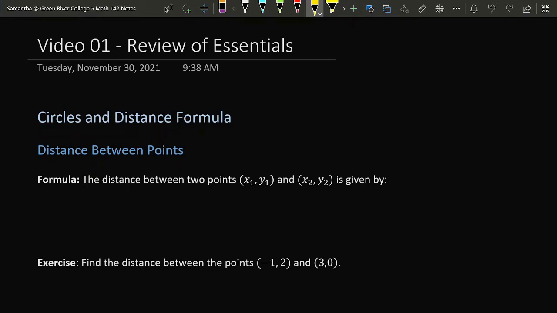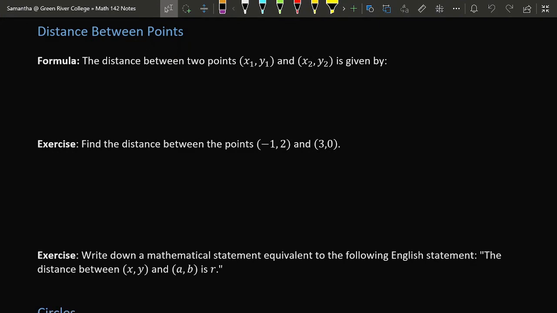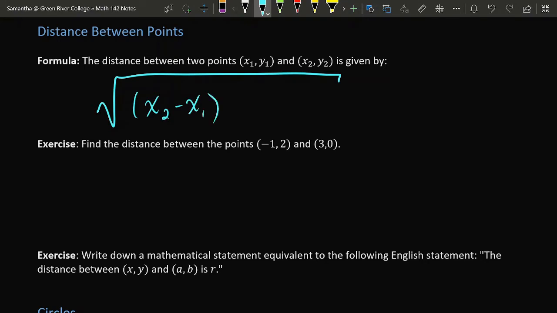So in algebra, we learned a formula for the distance between 2 points, one of which was called x1 and y1, another which was called x2 and y2. If you wanted to find the distance between these 2 points, then you could take the square root of the following quantity. You could take x2, the final x, minus the initial x, and square that difference. And then you could take the difference between the y's and square that result. Then add those two numbers together and take the square root of whatever you get after you do that sum.